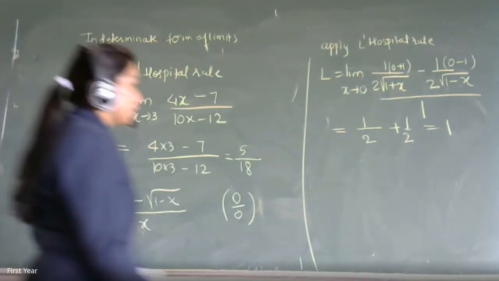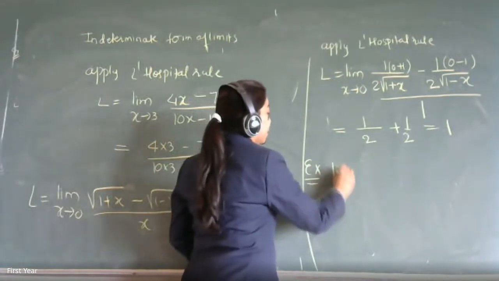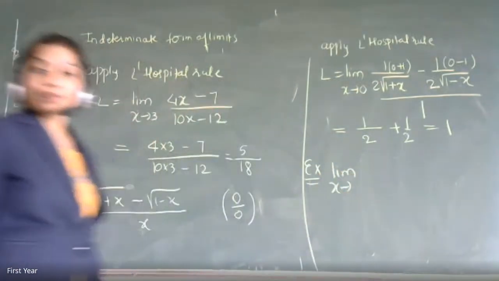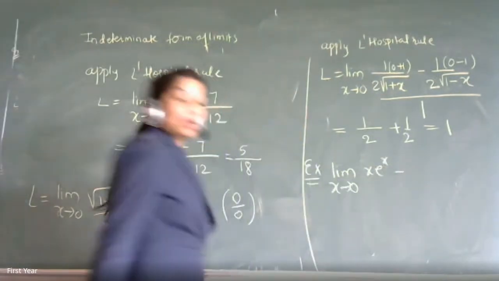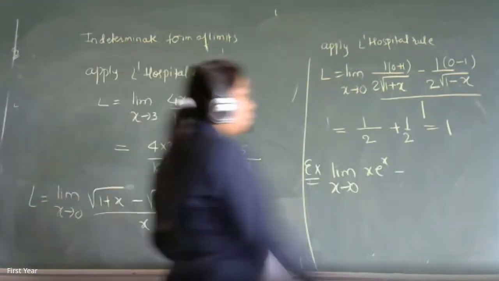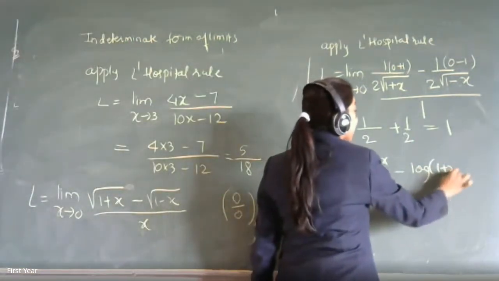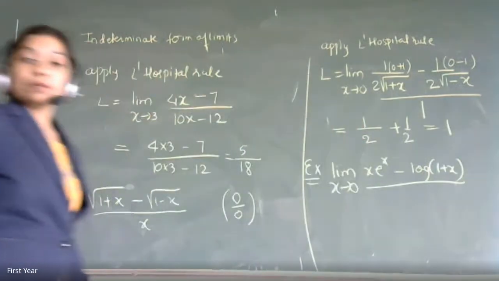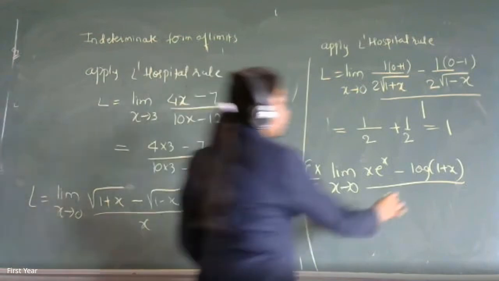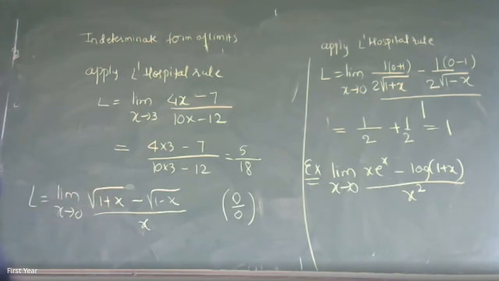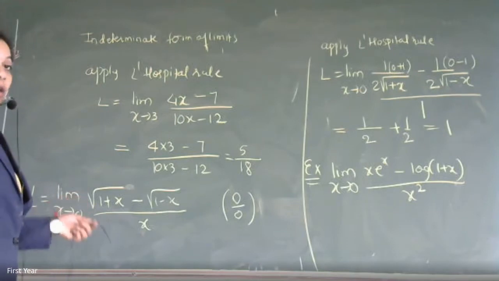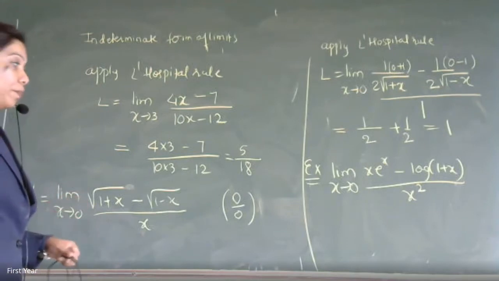Limit. Now this is the question, I suppose. Let's see. Limit as x tends to 0 of x e raised to x minus log of 1 plus x, divided by x squared. This is your question. Those who know it, please go ahead and solve it. What's the step? Identify the form. So what's the form? 0 by 0.